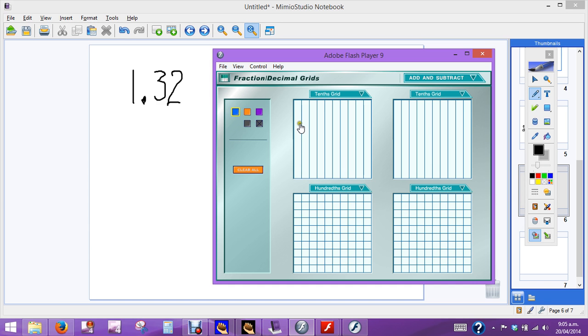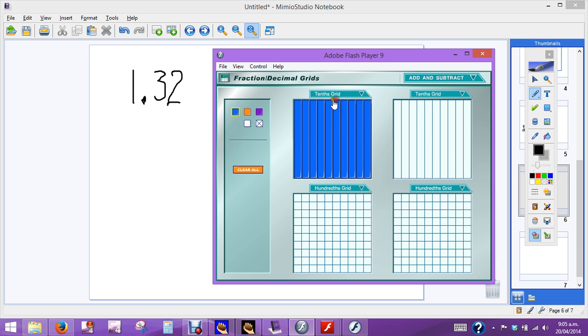But I still want all of it. So it doesn't matter what I show that. I'm going to colour it all in. So there's my one whole there. 3 tenths, I want 3 of those. And 2 hundredths, 2 of those. So all these blocks are the parts that I need to show 1.32.